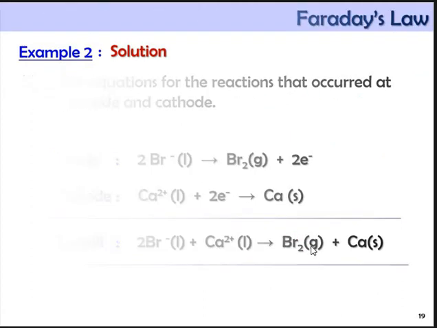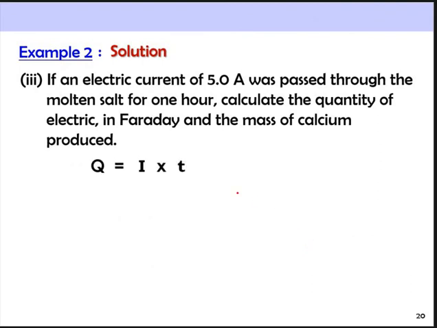Okay. And then number 3, if an electric current of 5 ampere was passed through the molten salts for 1 hour, calculate the quantity of electricity in Faraday. Okay, so kita guna Q is equal to IT. Okay, kira dulu dia punya charge dalam coulomb. Sebab kita ada maklumat I, kita ada maklumat untuk time dia. Time in 1 hour, convert it into minutes.